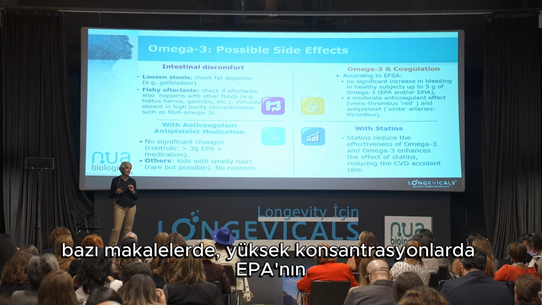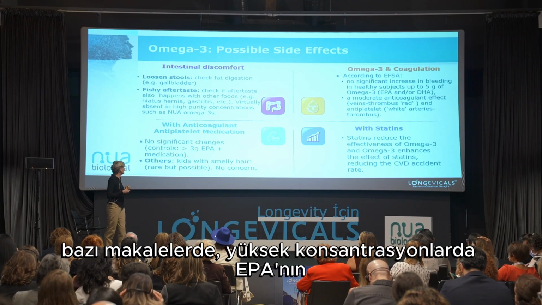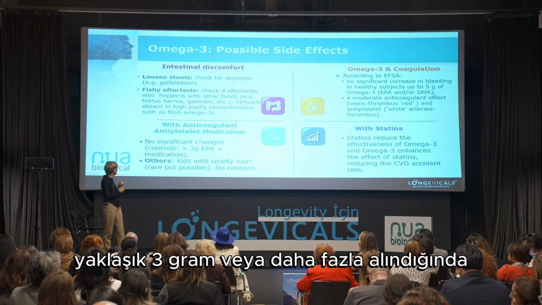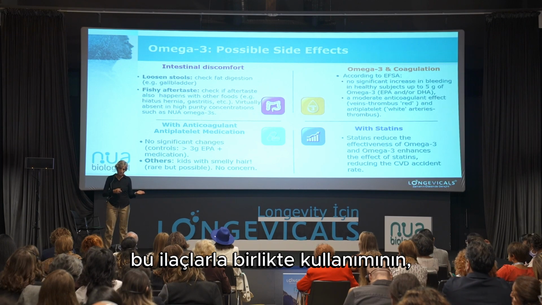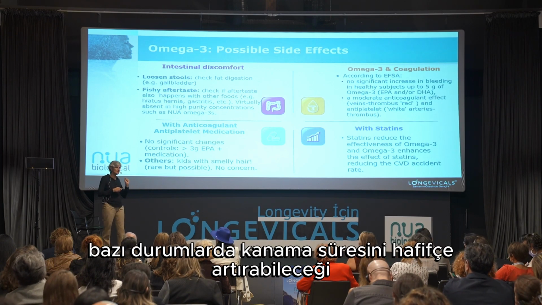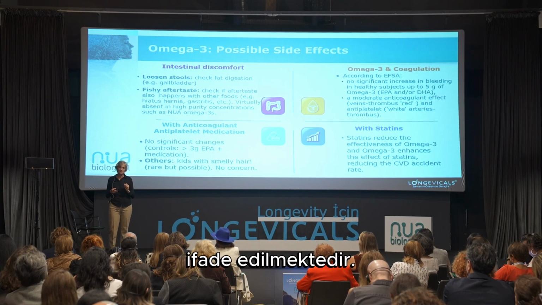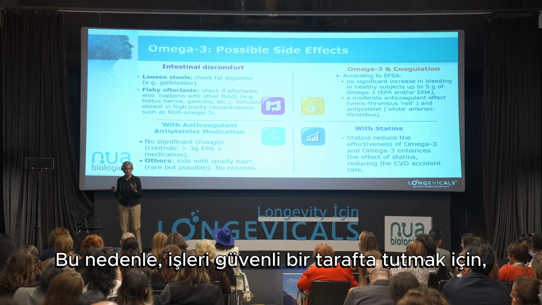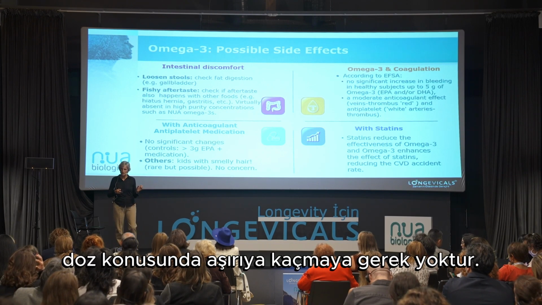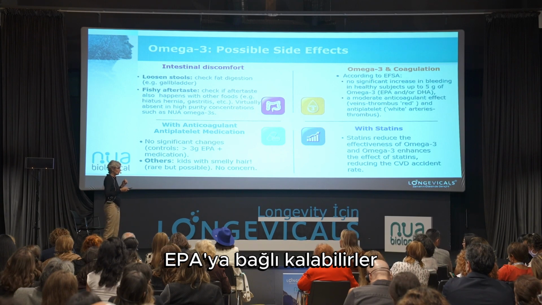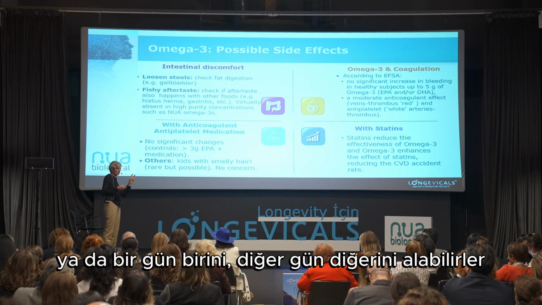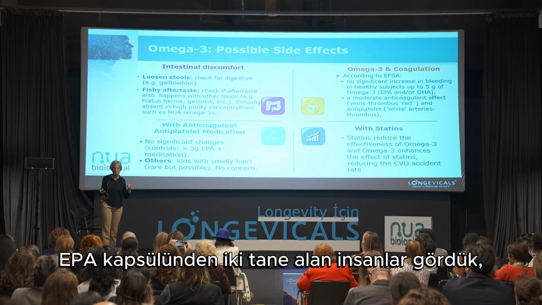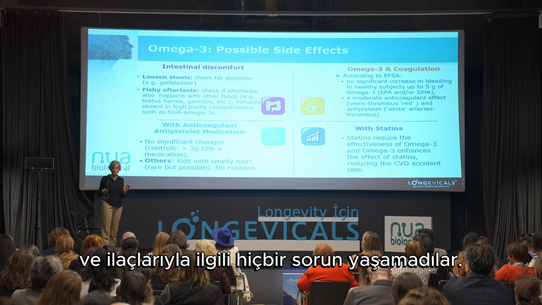However, I have identified some papers where they say that EPA in high concentrations, around about 3 grams or more, if you take it with these drugs, it might, in some instances, slightly increase the bleeding time, although not in a significant manner. So if you want to play it on the safe side, there's no need to go mad with the dose. Just stick to 2 EPA or alternate one day to another one, you know, and that should be fine. We had people taking 2 of our EPA soft gel, no problem with the medication, okay?